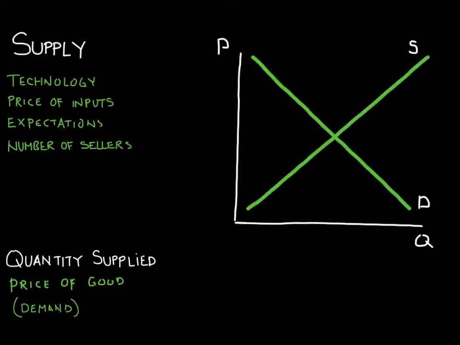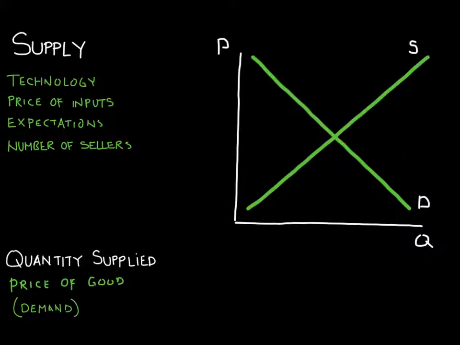Alright, so if technology improves, supply shifts to the right. If the price of an input like labor or machines or whatever it is that you use to produce the good, if that price goes down, supply will shift to the right. Of course, if technology were to become worse, which doesn't make much sense, or if the price of inputs increase, which does make sense, then the supply curve will shift to the left in this direction over here.